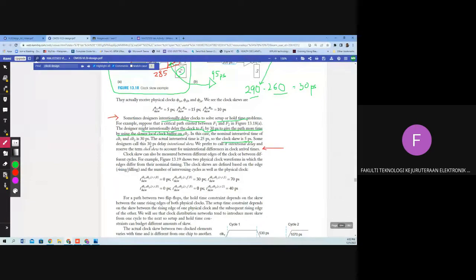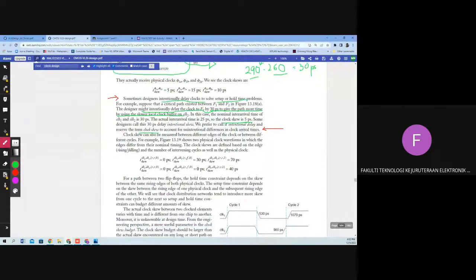Some designers call this 30 picosecond delay intentional skew. We prefer to call it intentional delay and reserve the term clock skew. Normally they use all of the delay as clock skew to account for unintentional difference in the clock arrival time. So it gives 30 as a clock skew. Either you give 5 or 30, that will be acceptable because of the definition here.